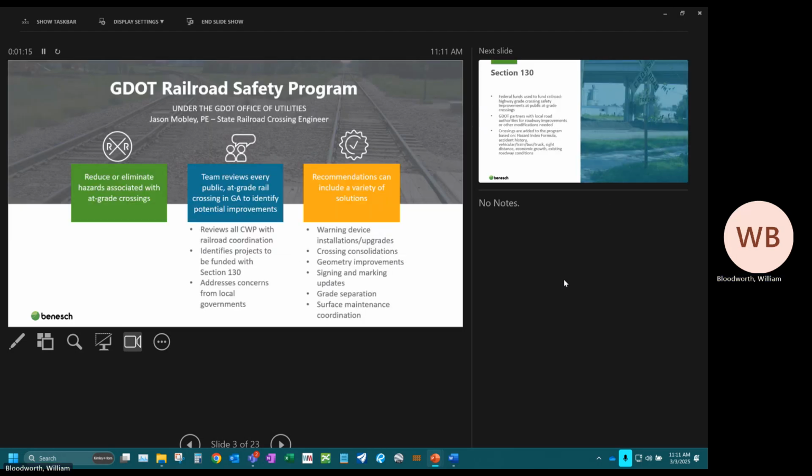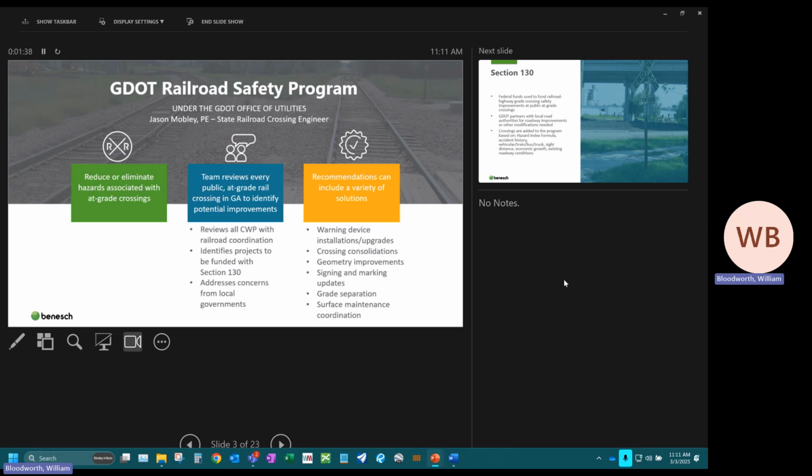So just a little background. The GDOT Railroad Safety Program exists under the Office of Utilities, and Jason Mobley is the state railroad crossing engineer. So we have one of the consultant contracts. There's a couple others as well. And the main goal is to reduce or eliminate hazards associated with these at-grade crossings. And the main way we do that is reviewing the crossings through a multitude of ways.